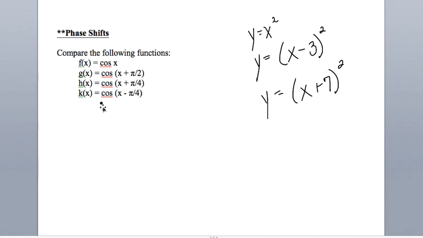So the same thing's going to happen to us for our phase shift. A phase shift is essentially moving this left and right. So if I add pi over 2, that's going to move my function to the left pi over 2. If I add pi over 4, we're going to be going to the left pi over 4. And when I subtract, I'm going to be going to the right. So let's take a minute to just show you that on the graph.